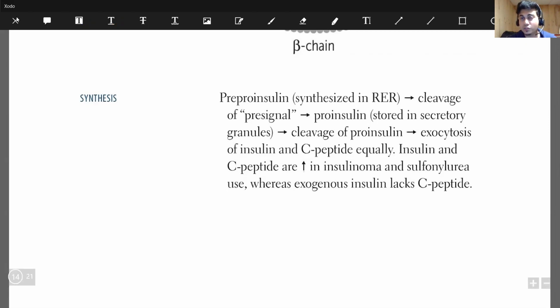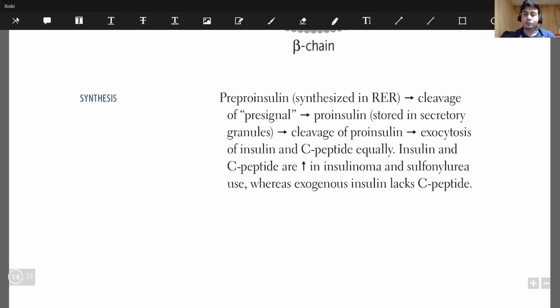That means those insulins are not generated in a person's body. Rather, with gene technology, we can generate a huge amount of insulin on a commercial basis. Those insulins usually lack the C-peptide. So if someone has an increased level of insulin in their body, you can suspect whether it is an insulinoma, whether it's due to sulfonylurea use, or maybe it is exogenous insulin abuse. So how can you differentiate?